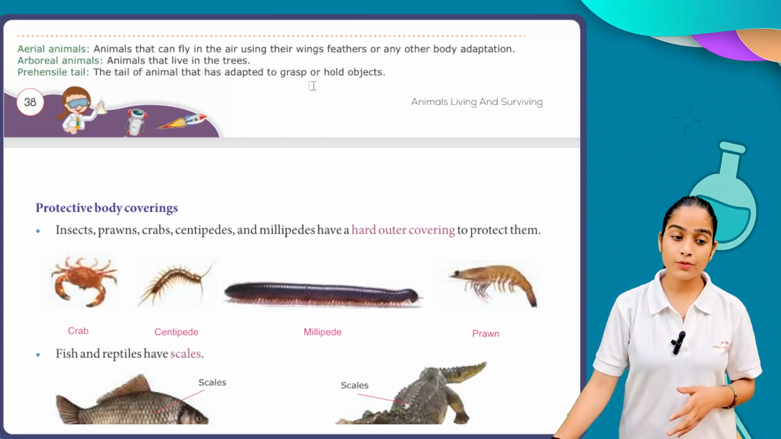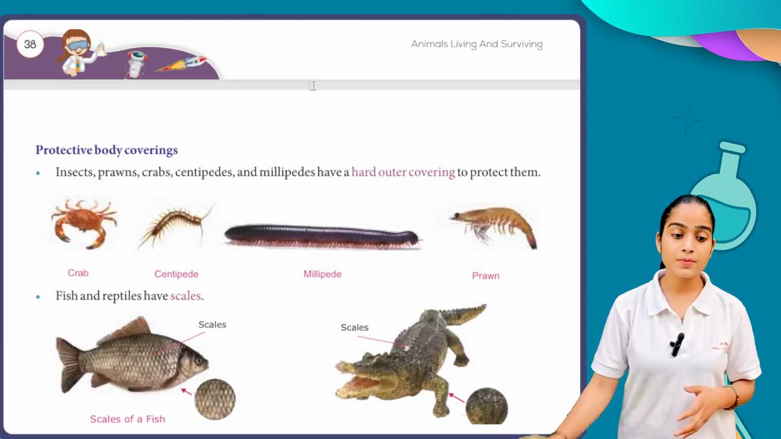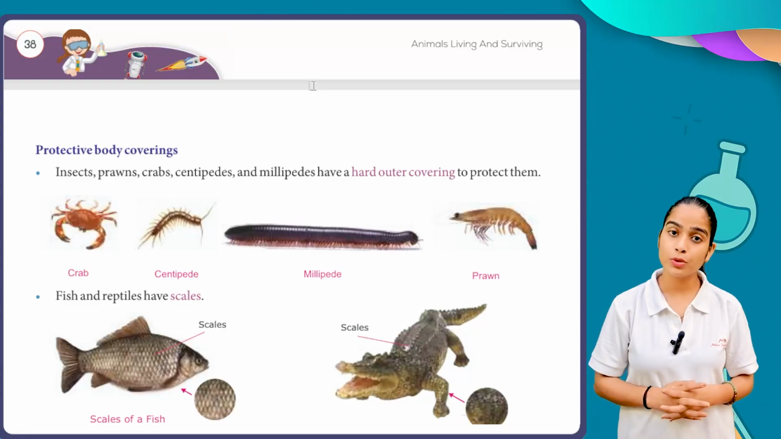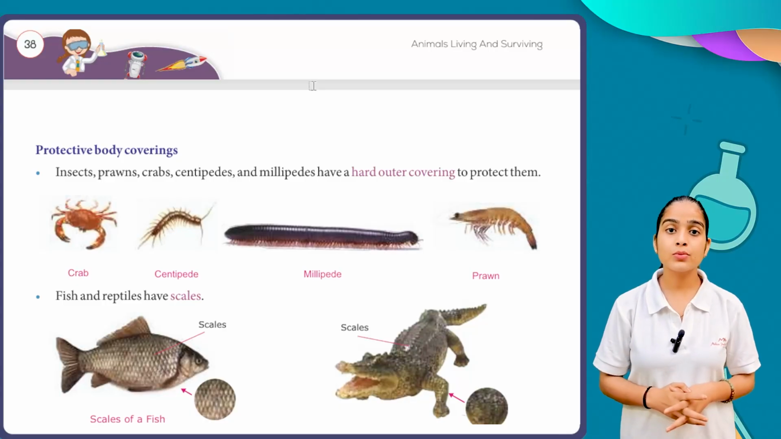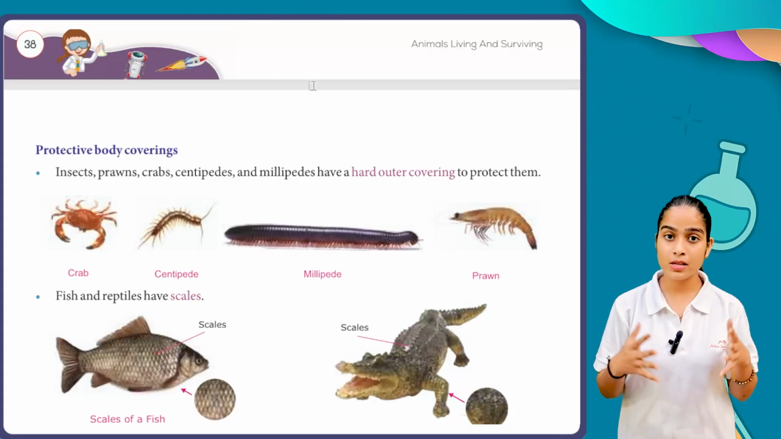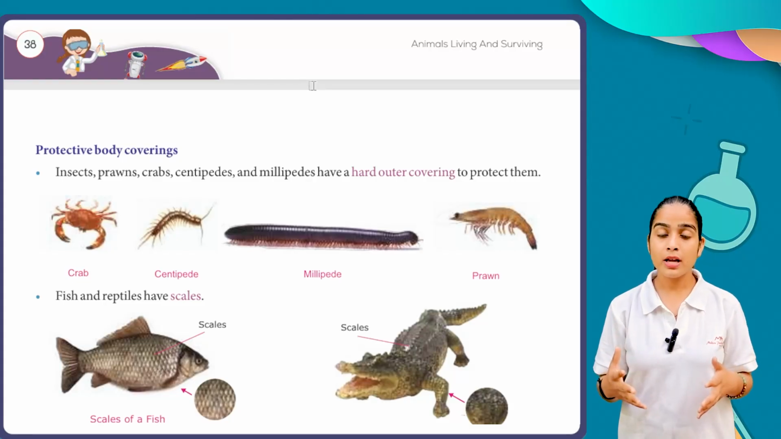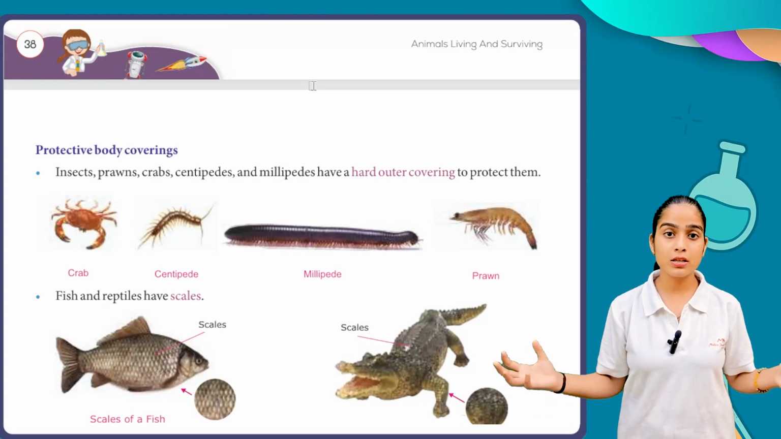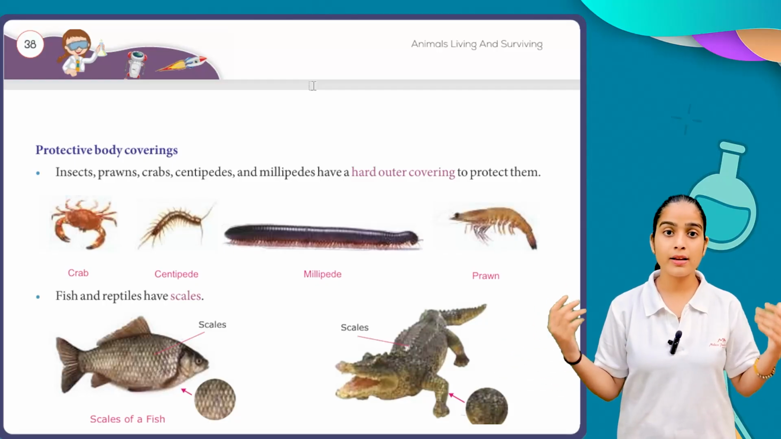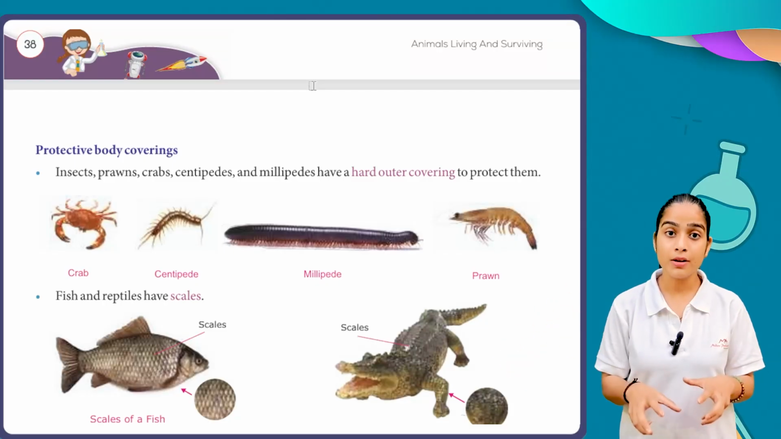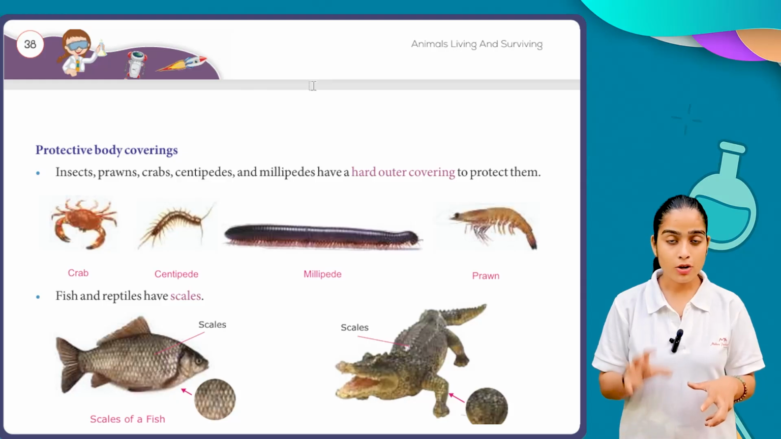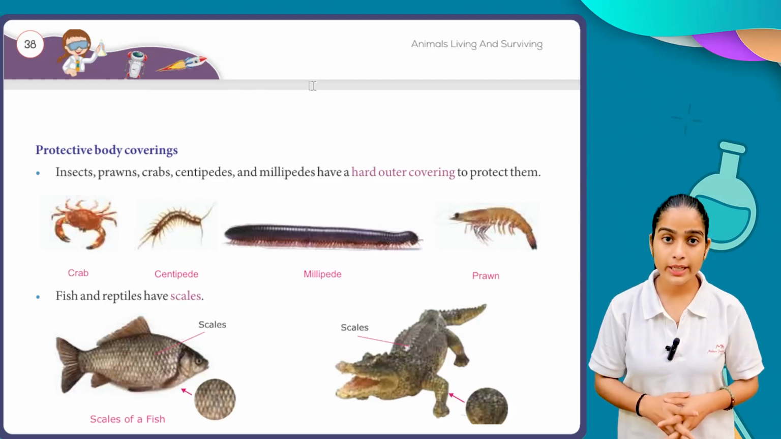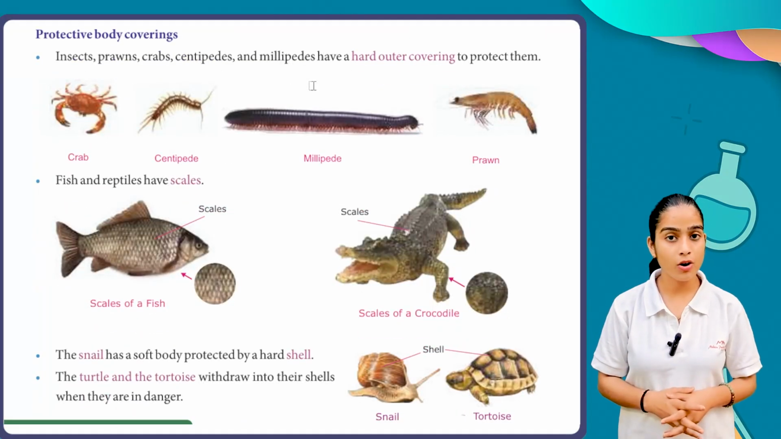Protective body covering. Insects, prawns, crabs, centipedes, and millipedes have a hard outer covering to protect themselves. As you have seen in cartoons, when a turtle feels some dangerous thing is coming in front of it, what it does is take its head, legs, and hands inside the hard covering. So they can protect themselves with this hard covering of their skin.